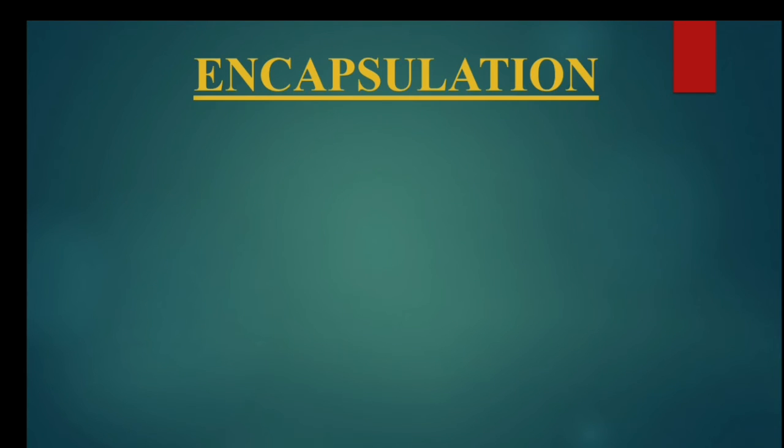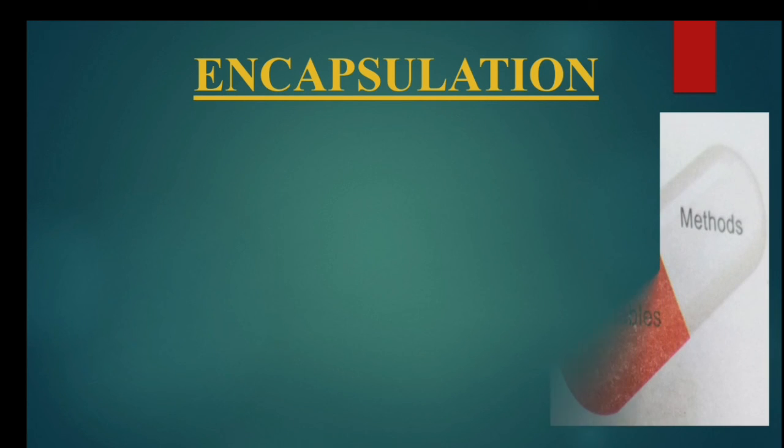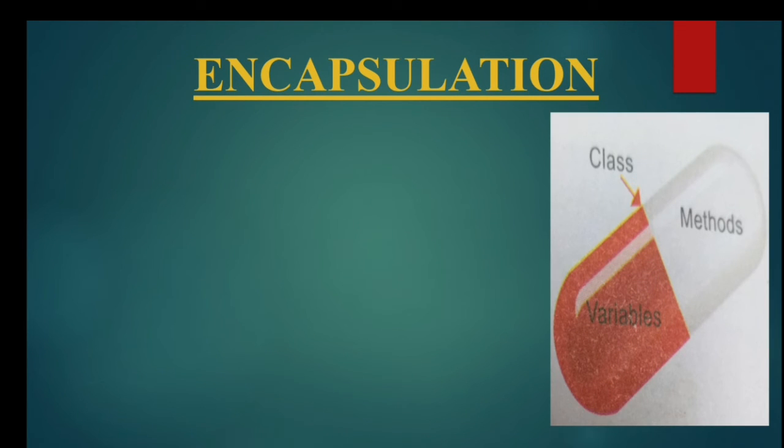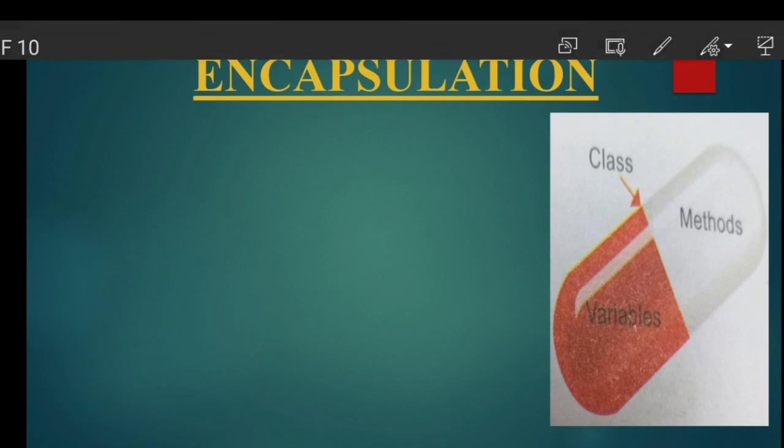And the next one is encapsulation. Here we have one capsule, and in that capsule we bind two parts. First one is variables and the second one is methods. As we learned in the before slides, variables means attributes and methods means behavior. These two are bound in a class. That's why this is called encapsulation. Shall we read the definition?